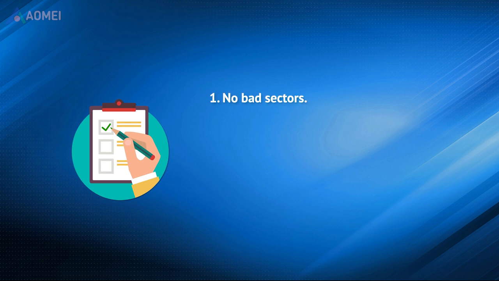Number 1. Make sure the old HDD has no bad sectors on it, or the cloned SSD may not boot because it contains bad sectors from the original hard drive. Number 2. Create a backup of the disk. When something unexpected happens during the transfer process, the backup allows you to restore the computer to its previous state.